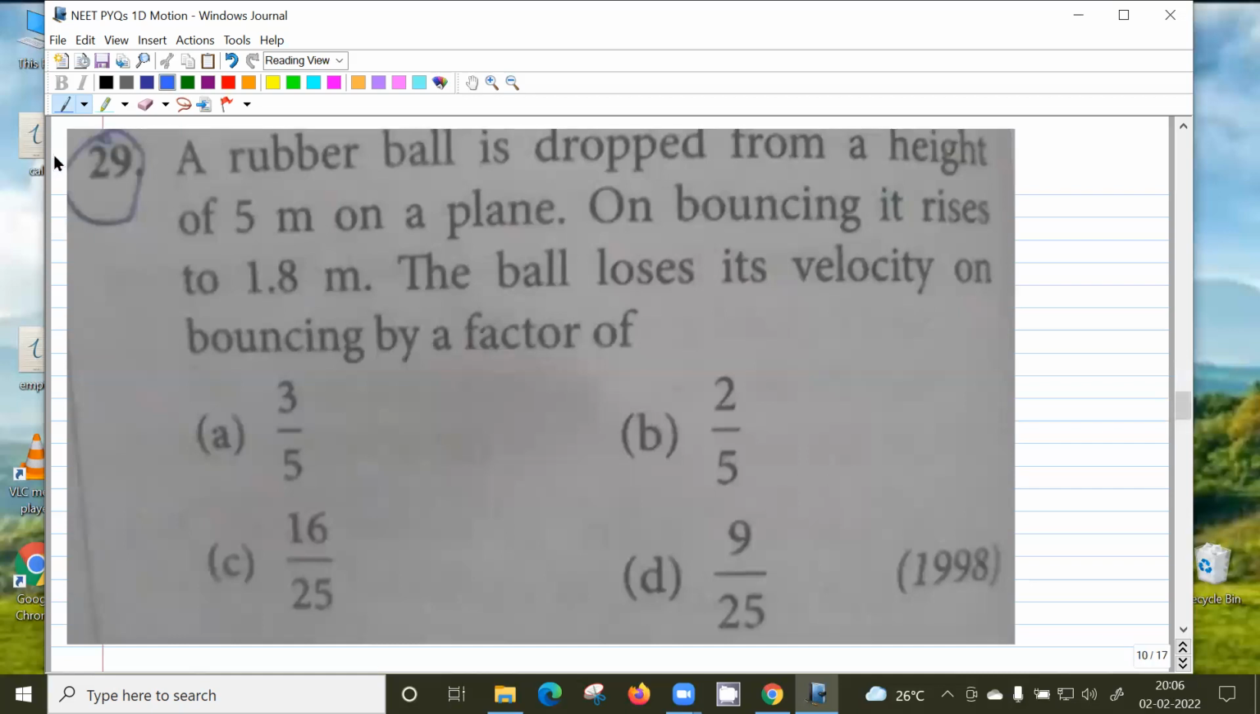A rubber ball is dropped from a height of 5 meters on a plane. On bouncing, it rises to a height of 1.8 meters. The ball loses velocity by what factor? Okay, this is very simple. You can solve this question by 2 methods. One is kinematics, another one is energy conservation.